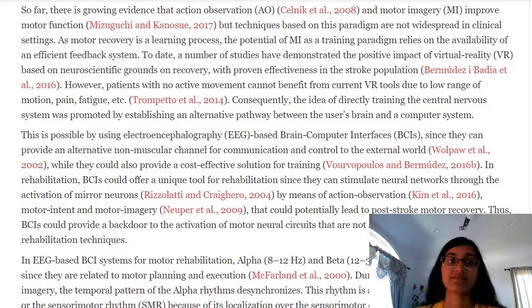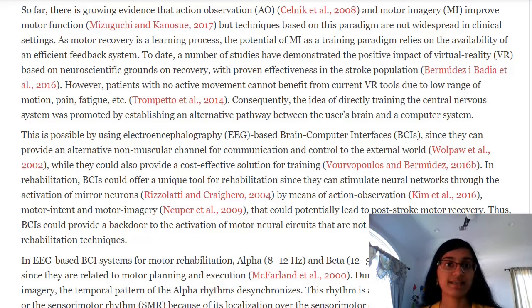So they go on to say that so far there is growing evidence that action observation and motor imagery improve motor function, but techniques based in this paradigm are not widespread in clinical settings. There are two terms here, action observation and motor imagery, which you might not have come across before. Action observation essentially refers to the idea that executing an action yourself and watching someone else execute that same action will activate the same neural pathways.